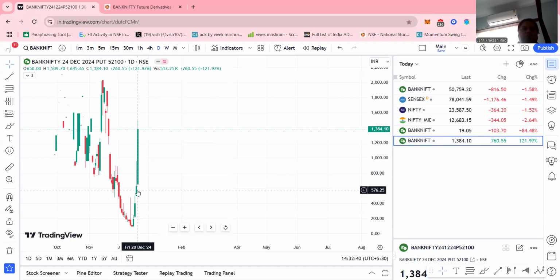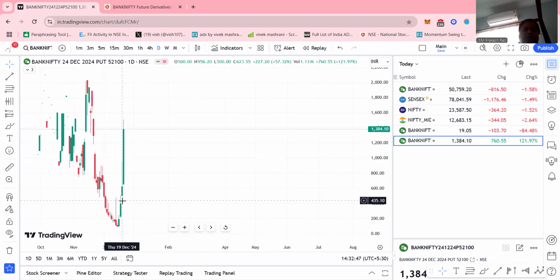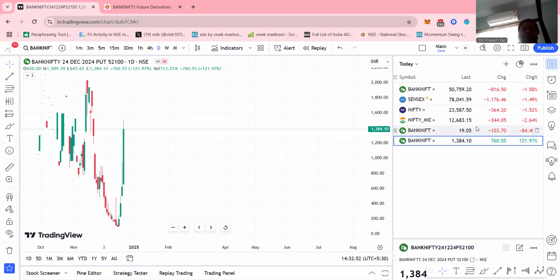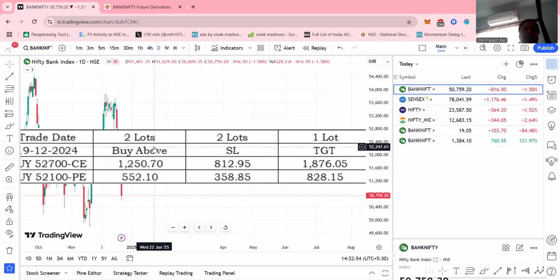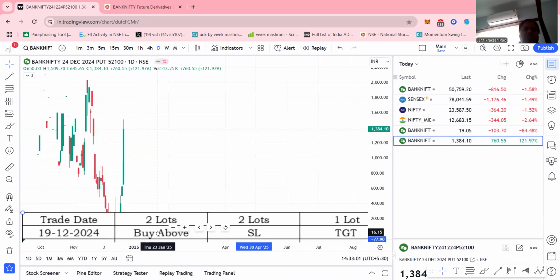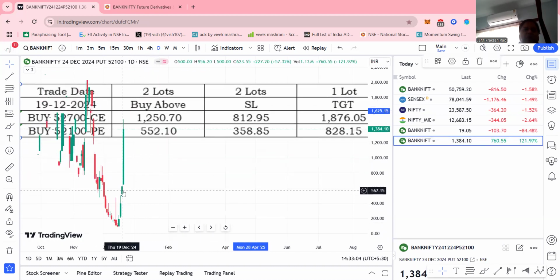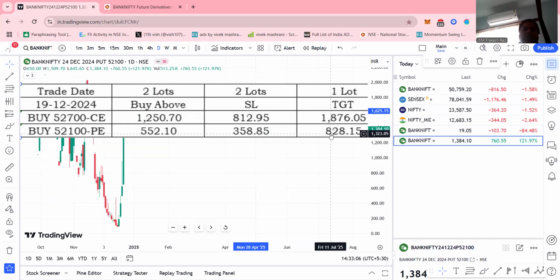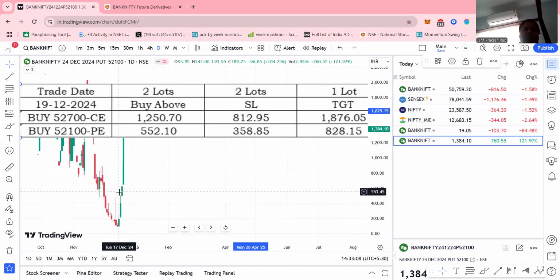Now, if you see 19th December, there was an entry. 552 is my entry. How much is the high made? On 19th December, 1 minute chart, the high made is 956. My entry was 552, correct? All of you able to understand, no? So that means I had an entry at 552. I could have made, of course, my target of 800 or 820, which is about 250 points, 200 plus points. But the high made is 956.